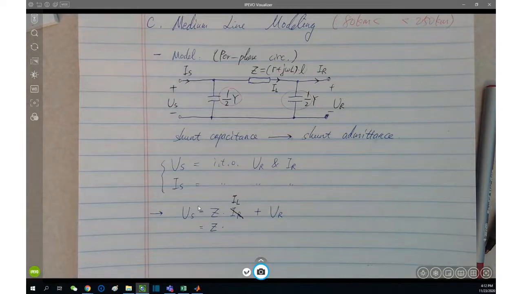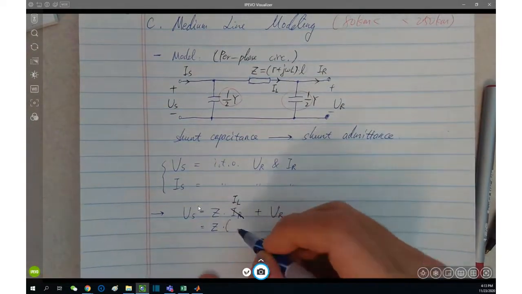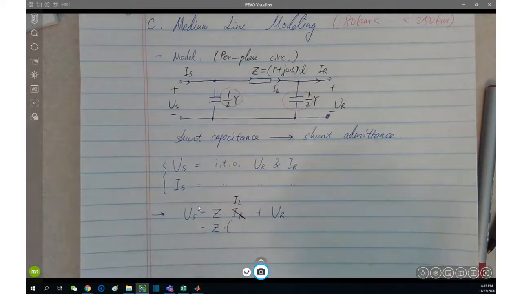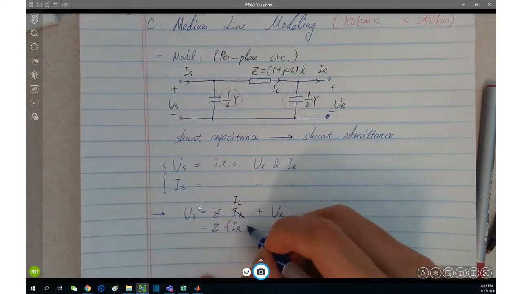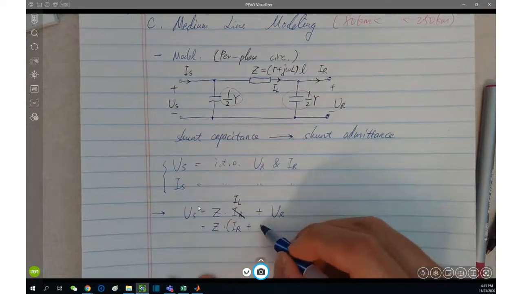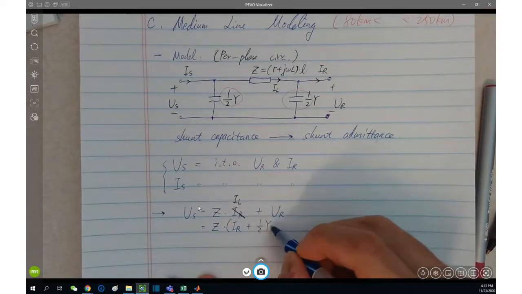Well, we know that the current is going to be from VR through the capacitor. We know V divided by, well, in this case it's not the admittance, it'd be multiplied by. So VR multiplied by half Y plus IR is going to be IL. Very clear. IL, first of all, equals IR plus the half Y times VR.